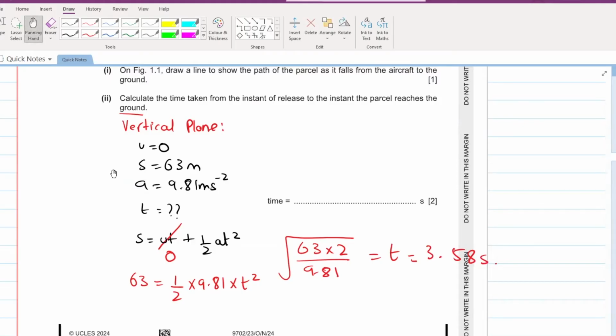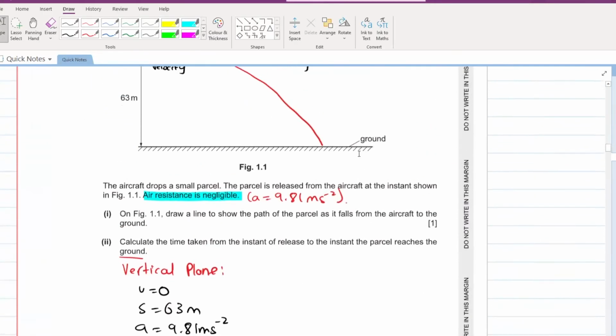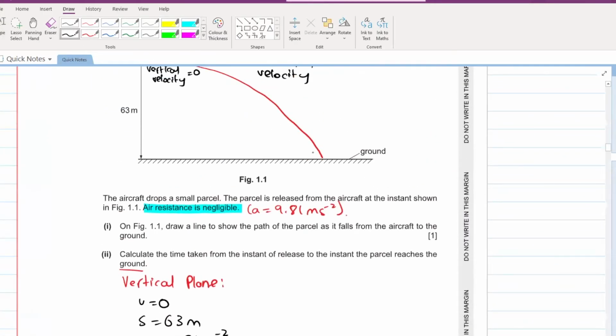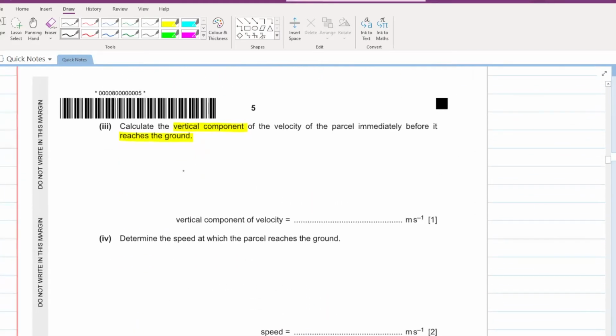Once I finish the entire question, I will take your questions. And in between, if there is any question, you can obviously ask it as well. Calculate the vertical component of the velocity of the parcel immediately before it reaches the ground. So you have to calculate the vertical component at this point. Let's again do the working in the vertical plane.